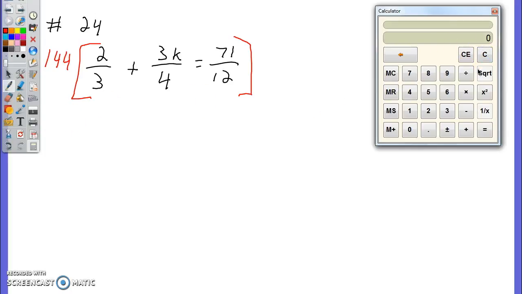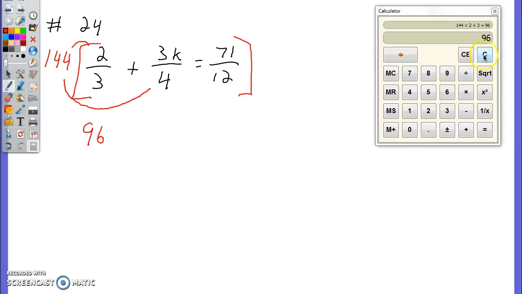We've worked with fractions on your calculators, how to type in fractions. If you have a basic calculator like this, remember you just do the number you're multiplying by, the numerator, and then divide by the denominator. So it looks like this. If I'm going to do 144 times 2/3, it's 144 times 2. That answer divided by 3 gives me 96. So I'm writing a 96 here. So that's the first number we multiplied. Then we have to do 144 times 3k over 4.